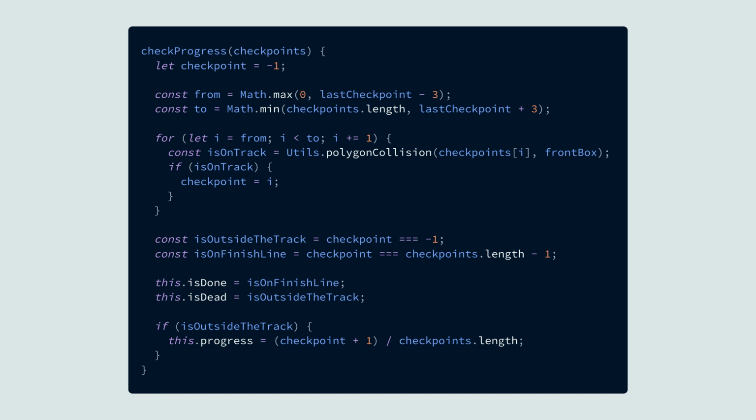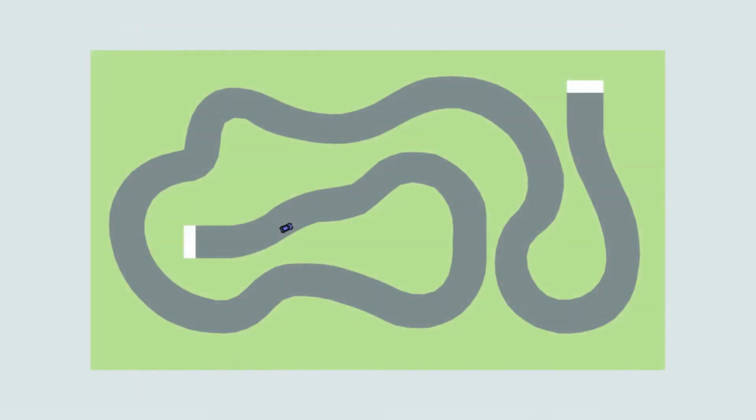This way, I was able to have a different car state based on the progress that made me able to update the car color. If the car is on the track, I will display it with a blue color. If it goes outside the track, it will be displayed with a gray color. And when it is on the finish line, it will be rendered with a yellowish color.